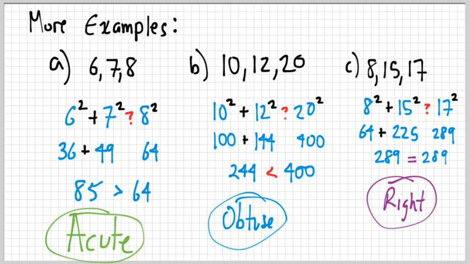So this is a right triangle. So there you go, the converse of the Pythagorean theorem, along with determining whether triangles are acute, obtuse, or right. Good luck.